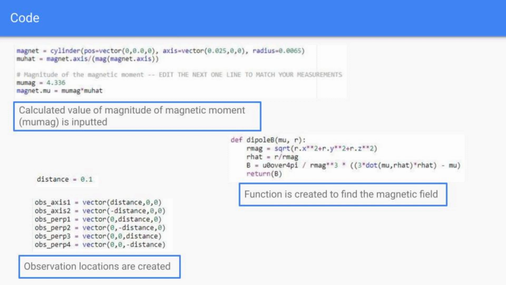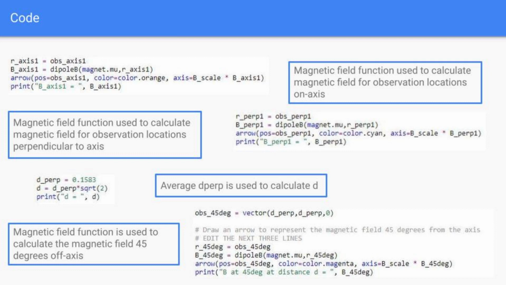Now to the code. The calculated value of the magnitude of the magnetic moment is entered. A function is then created to find the magnetic field with inputs of mu and r, using the formula for finding the magnetic field of a dipole. Observation locations are entered using the distance defined above, with 2 locations on the axis and 4 locations perpendicular to the axis. The magnetic field function is used to calculate the magnetic field and arrows are made for a visual representation. This is done for all of the defined observation locations on the axis and perpendicular to the axis.